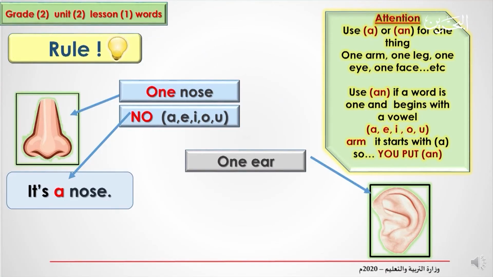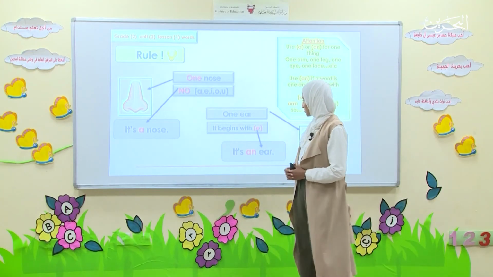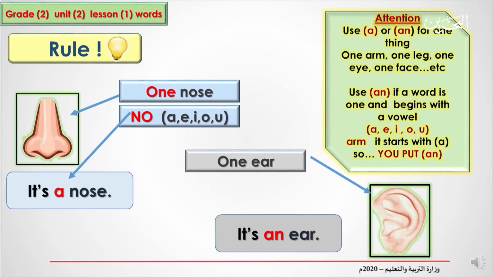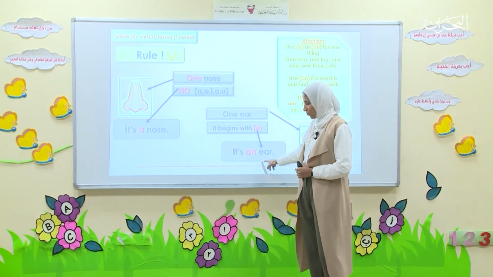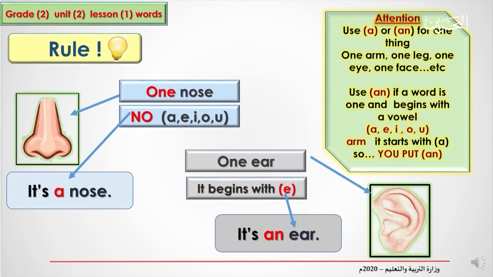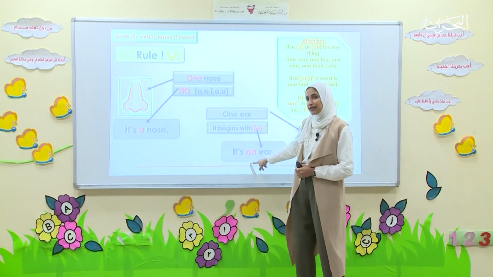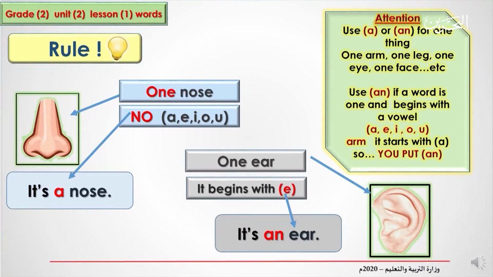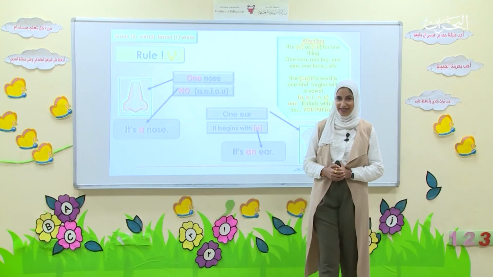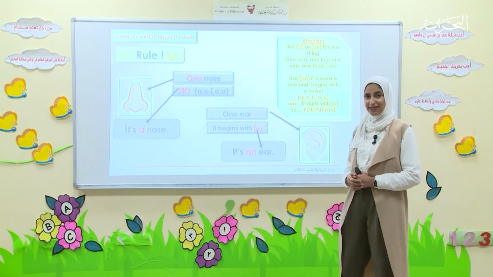We have one ear. So in this sentence, we said, it's an ear. Why do you think? Look at the word ear. What is the first letter? Is it a vowel? Yes. That's why we said it's an ear. Not it's a ear, it's an ear. Very good. I hope that you got it.